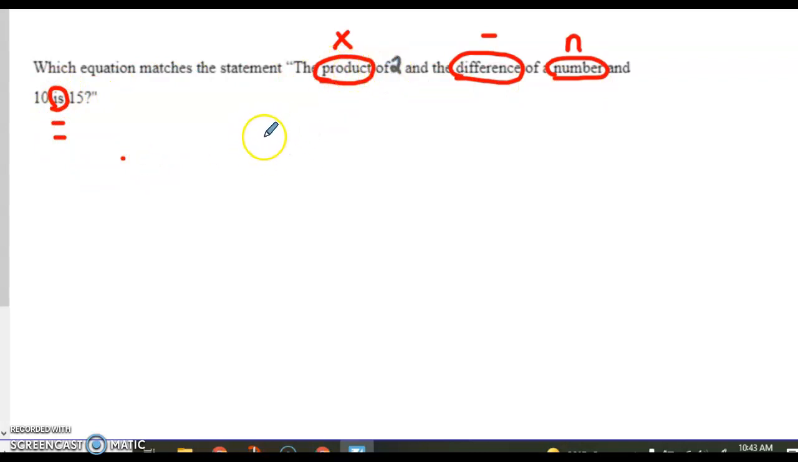We have the product of 2 and the difference. So we're going to start off by multiplying 2 times something. And I'm going to go ahead and use parentheses to represent times. And I'm multiplying 2 by the difference. So I know I'm subtracting a number and 10. So I'm going to take my number minus 10. I'm multiplying 2 by all of that. And it is 15. So equals 15. And that should be my equation.